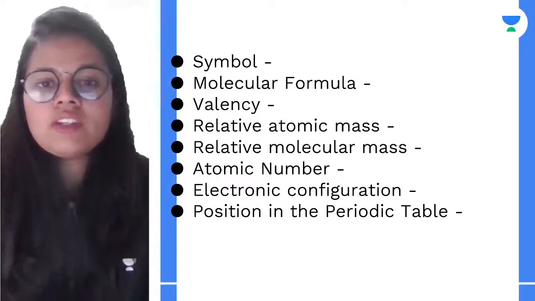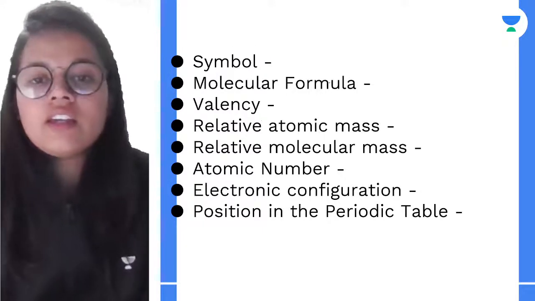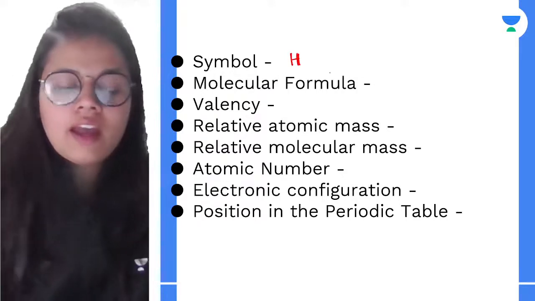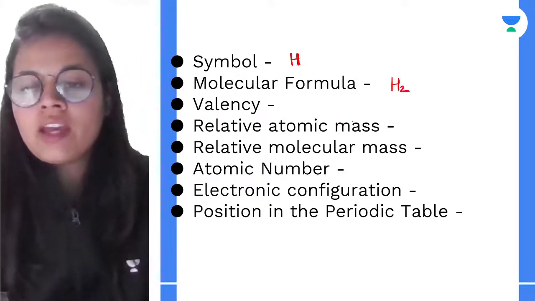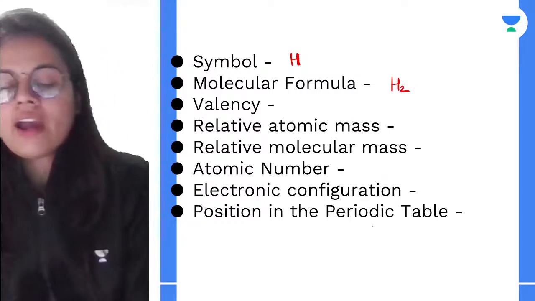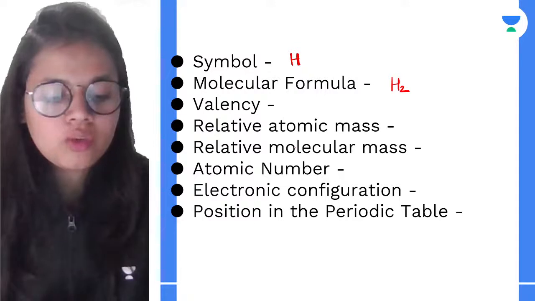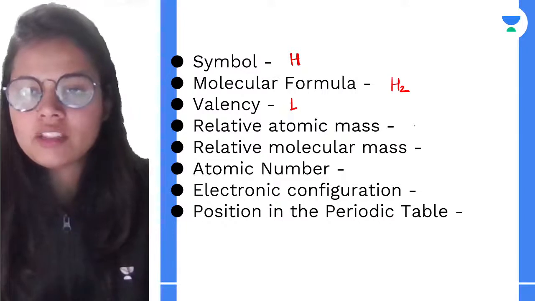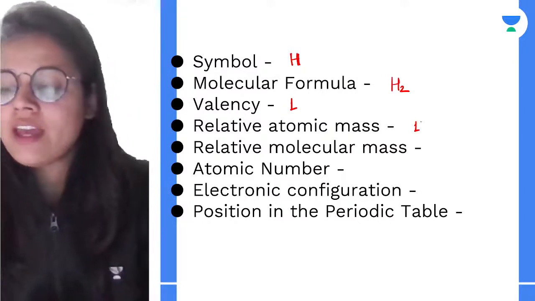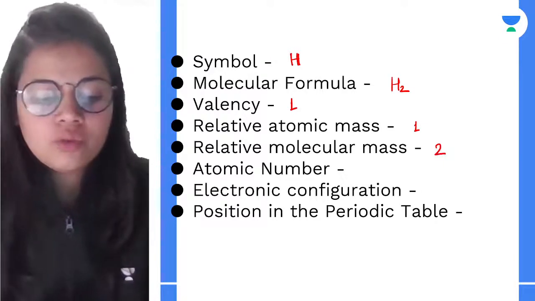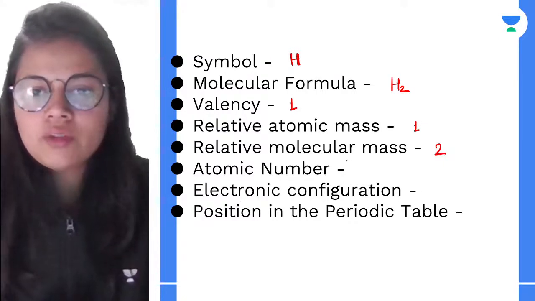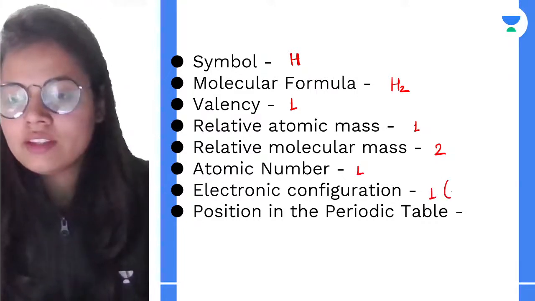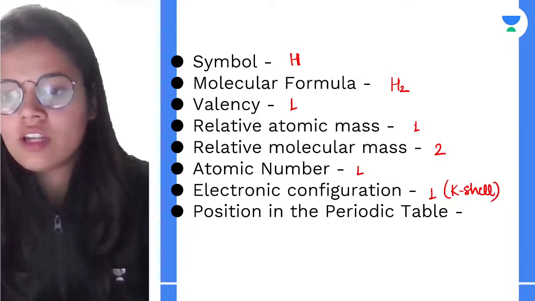So let's start with the symbol. The symbol of hydrogen is H, and the molecular formula is H2. That means two atoms of hydrogen combine to form one molecule. Then talking about the valency, it is 1, the relative atomic mass is 1, and the molecular mass is H plus H, that will be 2. Then the atomic number, as we know, is 1, and therefore the electronic configuration will be 1 that will be present in the K shell.